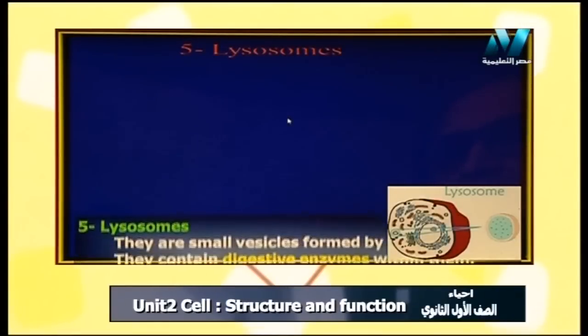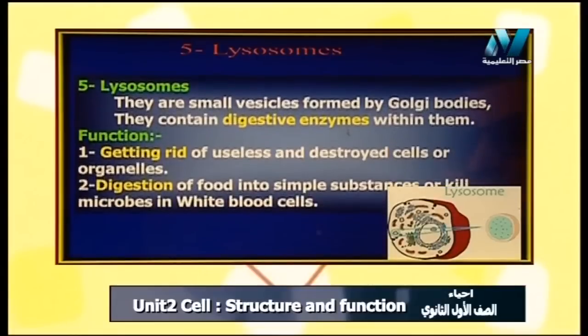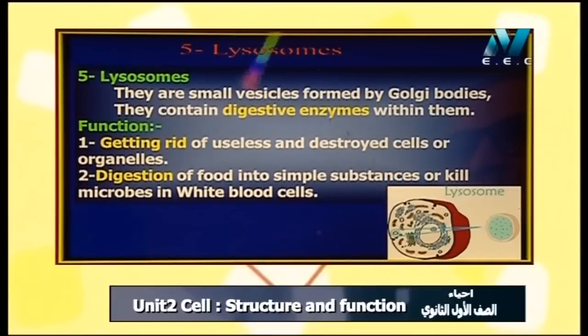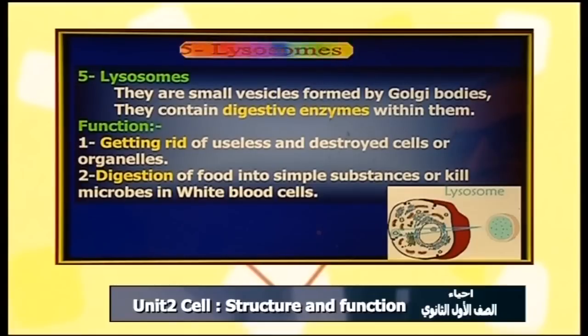Lysosomes are small vesicles formed by the Golgi bodies. Lysosomes contain digestive enzymes inside them. So they have important functions. Number one, getting rid of the useless and destroyed cells or organelles. Number two, digestion of food into simple substances or killing microbes in white blood cells.